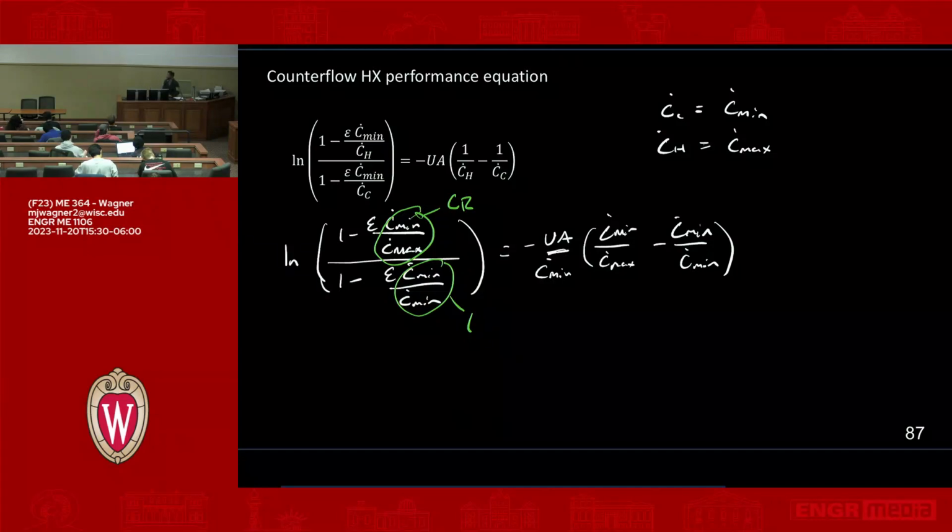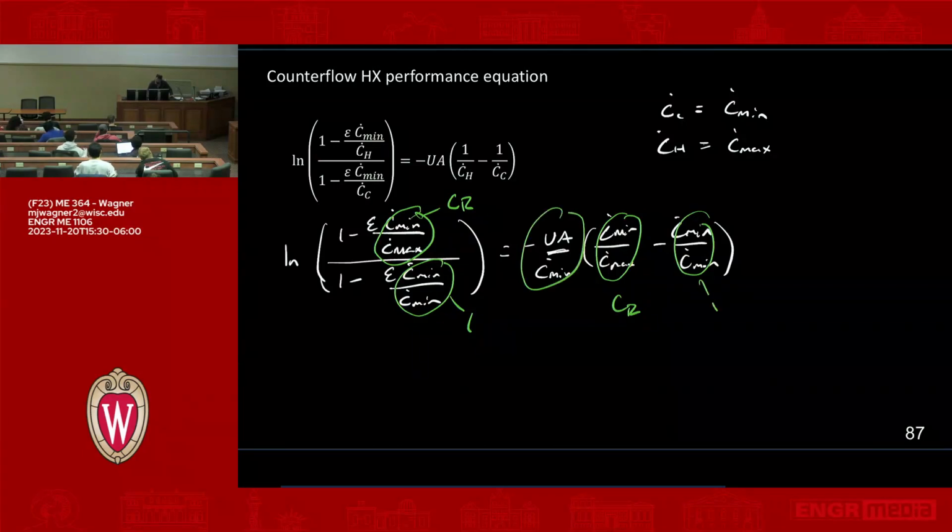Again, how does that help us? So now we have C dot min over C dot max. So this is CR. C dot min over C dot min, this is 1. This here, UA over C dot min, you might recognize, if you were paying attention a couple slides ago, this is NTU.